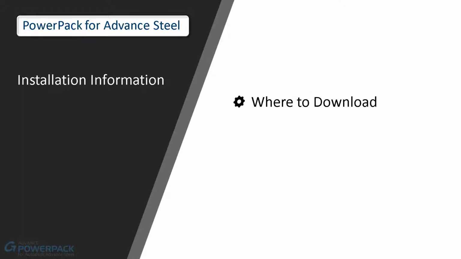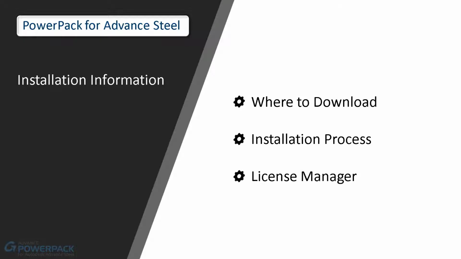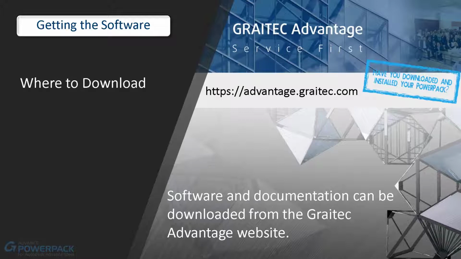We're going to begin by looking at where we can download the software. Then we'll take a look at the installation process. And finally, we'll take a look at the license manager and how you can enter your license information. To begin with, let's take a look at where we can download the software.